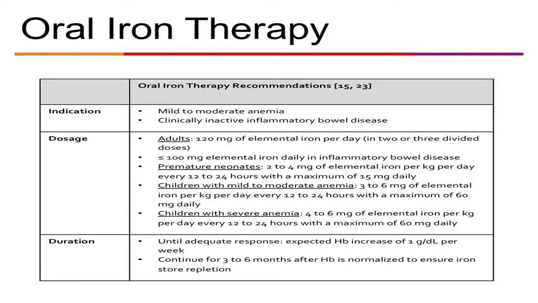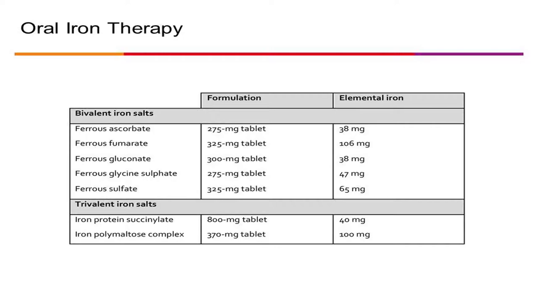So these are the formulations available. What concerns us and is most important to us is the elemental iron, which is the ferrous iron, the consumable iron by the body. The one that has the highest source available here is ferrous sulfate. A tablet has 65 mg of elemental iron. That's why we can give it as a TID dose.